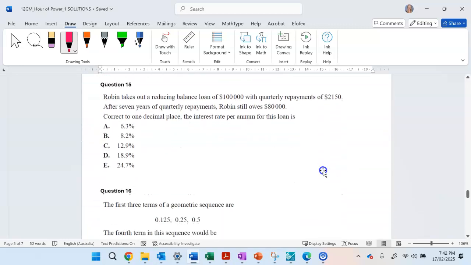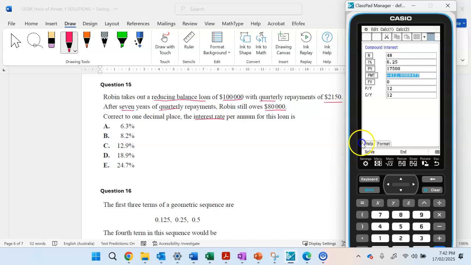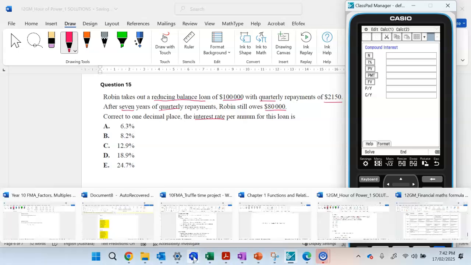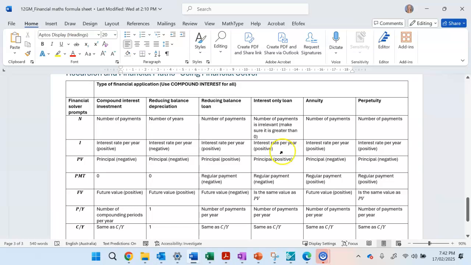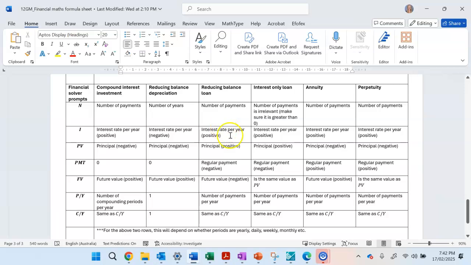All right, question 15. Robin takes out a reducing balance loan of 100,000 with quarterly repayments of that. After 7 years of quarterly repayments, she owes that. Correct to 1 decimal place interest rate. So let's plug all this into our financial solver, clear it. Now remember, you can use this table here. I should probably use it a bit more often. I just know off the top of my head what to do, but we're doing a reducing balance and it tells you what should be positive and what should be negative.